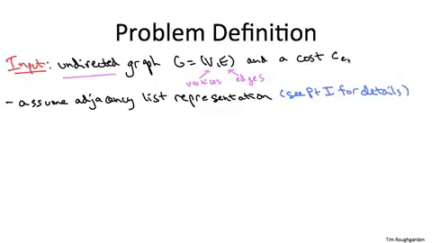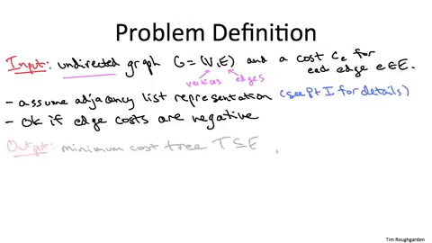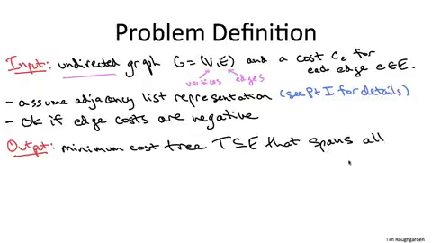In addition to the graph itself, the input includes a cost for each of the edges. We're going to use the notation C sub e to denote the cost of an edge e. And in another contrast to our discussion of shortest path problems, we're actually not going to care if the edge costs are positive or negative. They can be any number whatsoever. So no prizes for guessing what the output's supposed to be. It's right there in the problem definition. The output is supposed to be a minimum cost spanning tree of the graph.